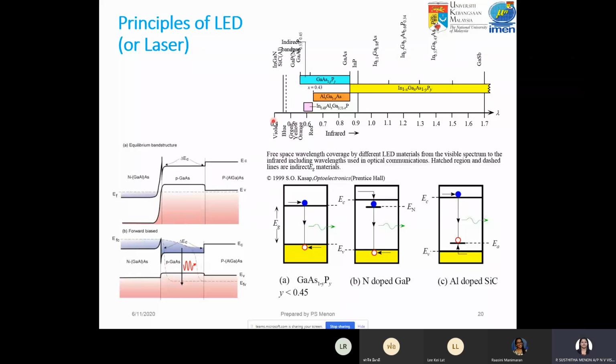So again, it shows different wavelengths for different types of material. Okay, and this figure right here shows that by doping the material, we can tailor the bandgap. So here, for gallium arsenide phosphide, the y is less than 0.45. And for gallium phosphide, when you dope it with N, you can see that the bandgap has reduced a bit. And when you dope it with aluminium, this is for silicon carbide, you can tailor the valence band to be higher, so the bandgap energy is lower.